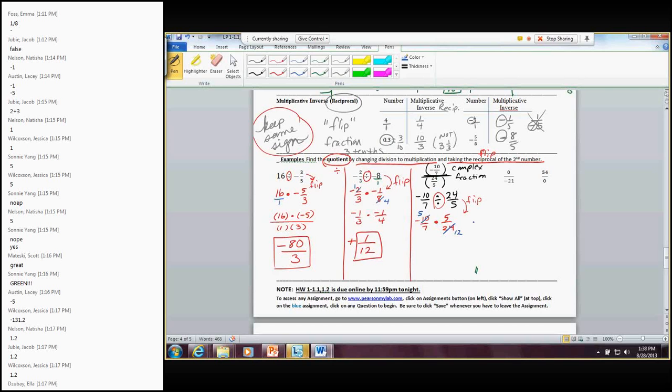Okay. I am just going to rewrite what I have. I have negative 5/7 times 5/12. That's what's left over. Can I cross off those two 5s? They're both 5s. Can I? Why can't I cross off those two 5s? They look the same. Because they're both in the numerator. Good. So one has to be in the numerator.